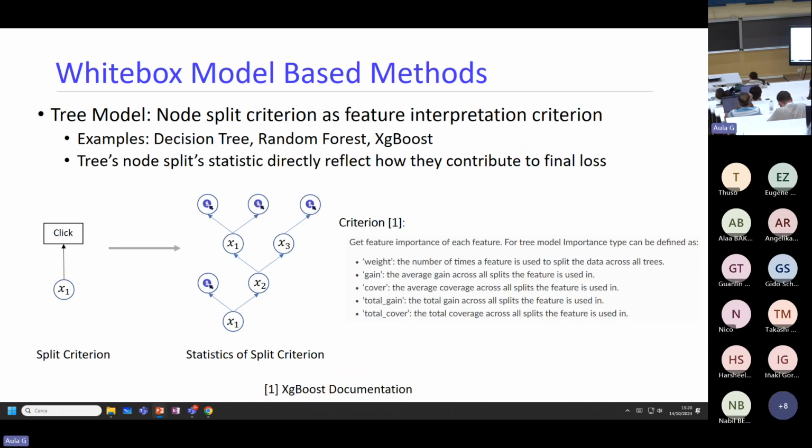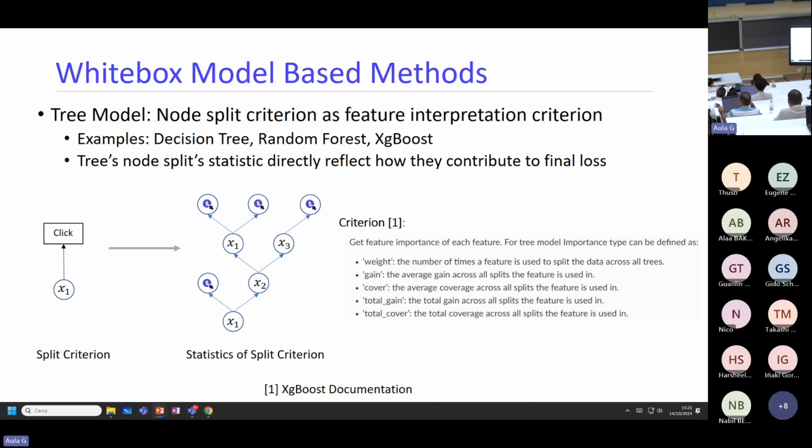And the second type of white box model is the tree model. The tree model doesn't have a coefficient that we can observe directly, but the split criterion can also be used as a feature interpretation criterion. If we look at the left side of the picture, we have a feature, and we can calculate, after a split on this feature, how the prediction performance increases. For example, calculating the Gini index or the purity.